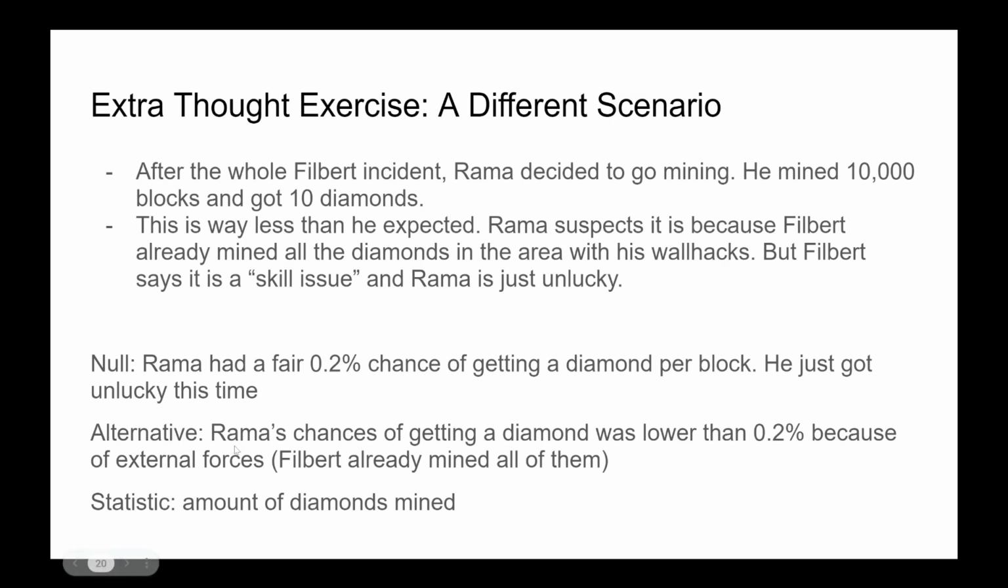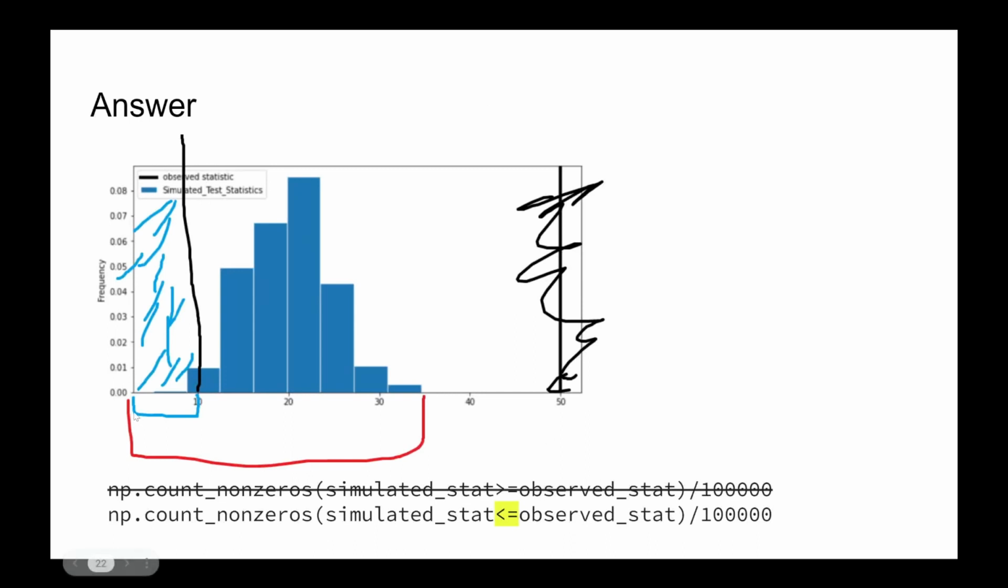So over here, our alternative hypothesis is saying that Rama's chances of getting a diamond was lower than 0.2%. So what we want in our p-value would be something like, what are the chances that Rama gets 10 or less diamonds, assuming that he still has a fair 0.2% chance. So to count the amount of times he got 10 or less diamonds, of course we would need to use less than or equal to. And then of course we divide that count by the total amount of simulations we did overall, and there we go.